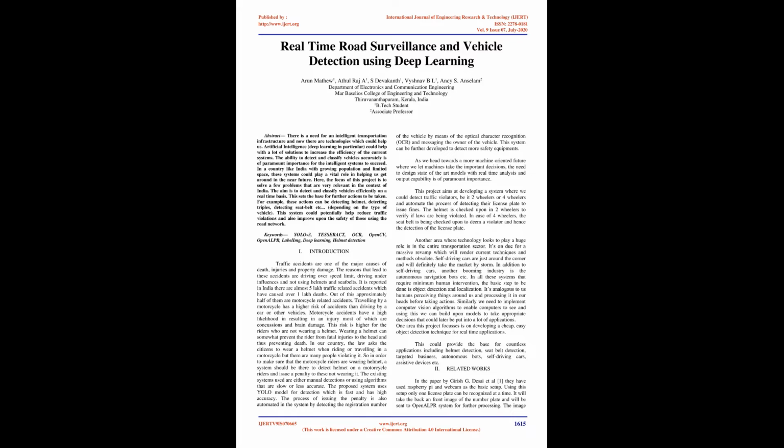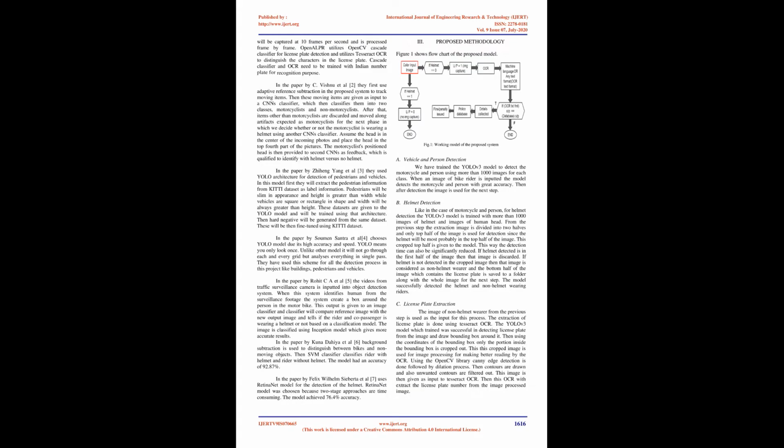As we head towards a more machine-oriented future where we let machines take the important decisions, the need to design state-of-the-art models with real-time analysis and output capability is of paramount importance. This project aims at developing a system where we could detect traffic violators, be it two-wheelers or four-wheelers, and automate the process of detecting their license plate to issue fines. The helmet is checked in two-wheelers to verify if laws are being violated. In the case of four-wheelers, the seat belt is checked to deem a violator and hence the detection of the license plate.